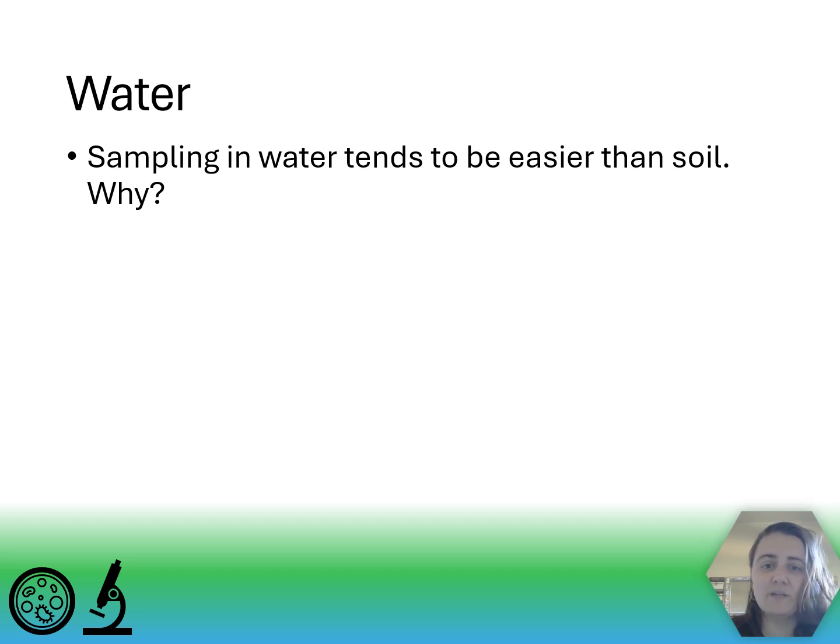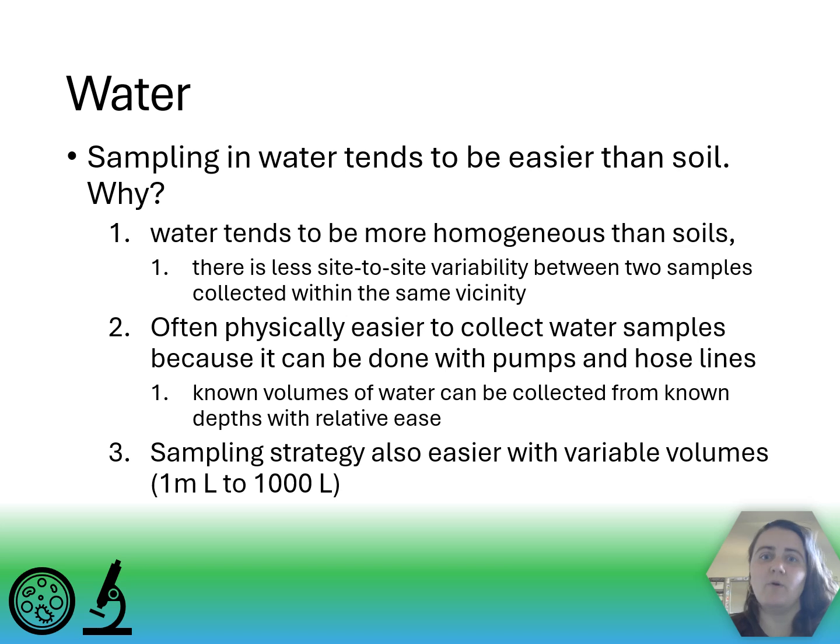So sampling in water actually tends to be easier than soil. And maybe pause the video if you're watching this and say, well, why? Why might that be? Well, water tends to be more homogeneous than soil, so there's less site-to-site variability between two samples collected within the same vicinity. Water is very dilute compared to soil. So it's more homogeneous in some ways than soil is. We saw that there's lots of different characteristics of soil. Water tends to be very homogeneous.